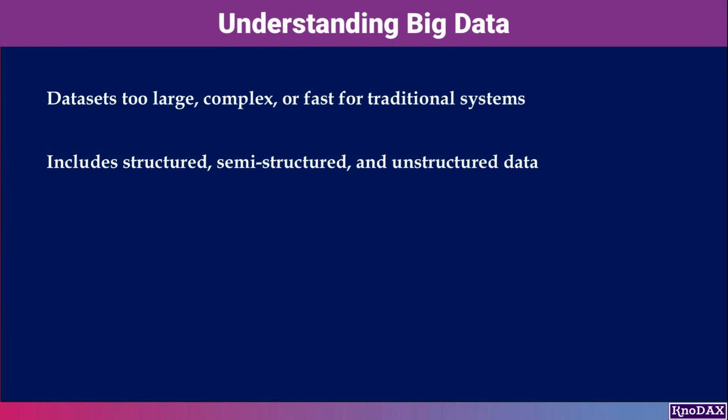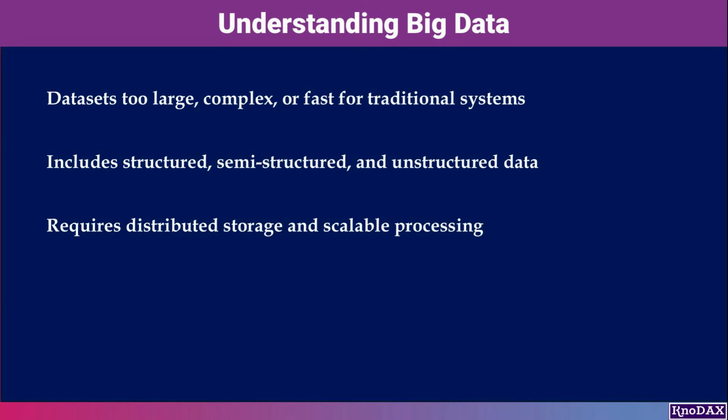Big data isn't limited to neat, structured tables. It includes semi-structured formats like JSON and logs, as well as fully unstructured data, everything from images and audio to documents and clickstream events. Because of this scale and diversity, big data requires distributed storage and scalable processing frameworks that can handle petabytes of information and high-velocity streams. To better understand these challenges, let's break big data down using the well-known 5 V's.